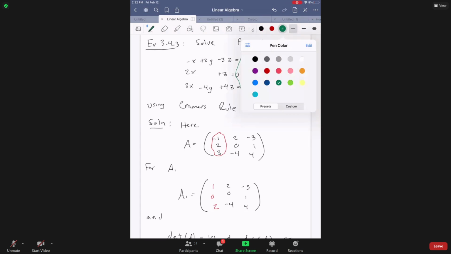Remember, when we set this up, our variables are x, y, and z. If I wanted to solve for z, I would use A3 instead of A1. If I wanted to solve for y, I would use A2, and so on. So x is going to equal the determinant of A1 divided by the determinant of A, which is 8 over 10, or 4 over 5.